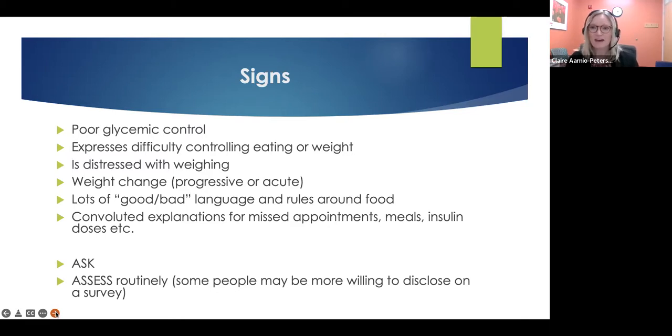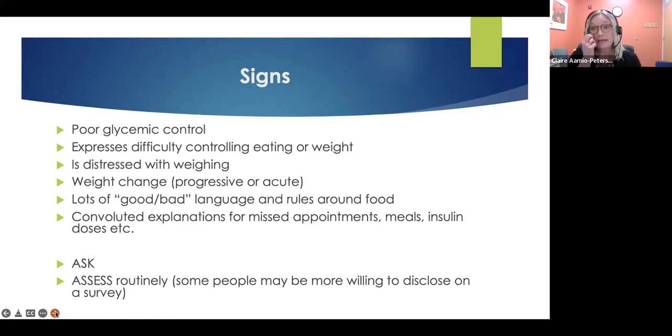We know that obviously that could be a number of things, not just an eating disorder, but certainly can be a sign of one. When individuals are expressing difficulties controlling eating or weight, certainly weight gain. We know that weight gain can be a big trigger for that as well. For, again, that body image dissatisfaction. It's a really potent risk factor for eating disorders, and so will maybe motivate someone to try to lose weight. Folks that are really distressed with weighing, they don't like to see their weight. They don't like to talk about their weight.